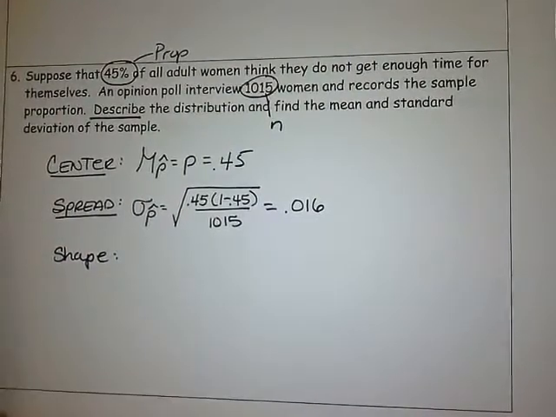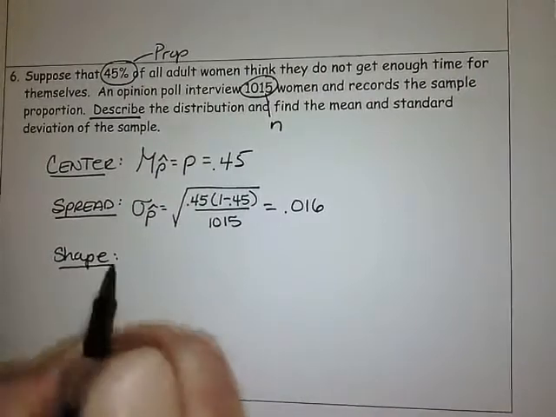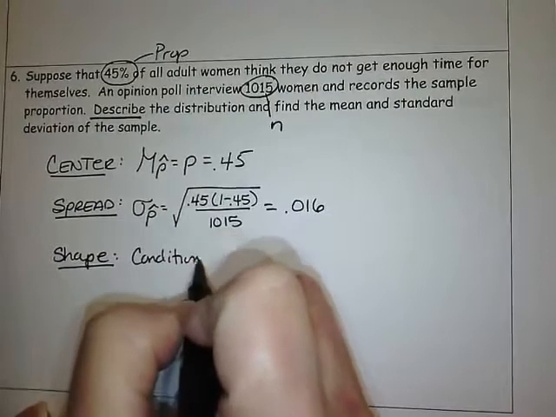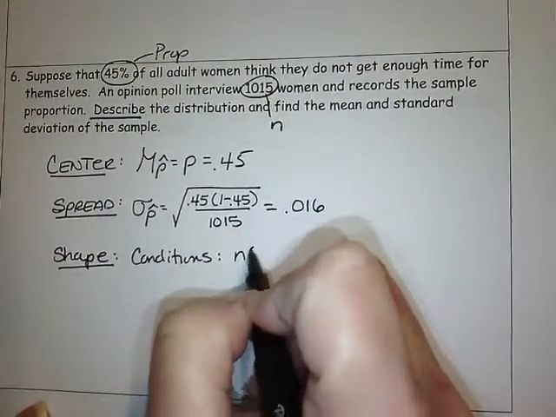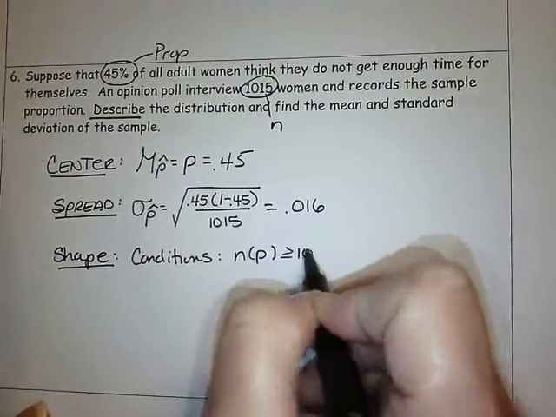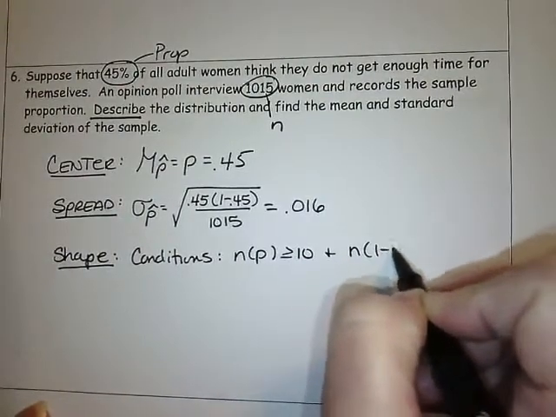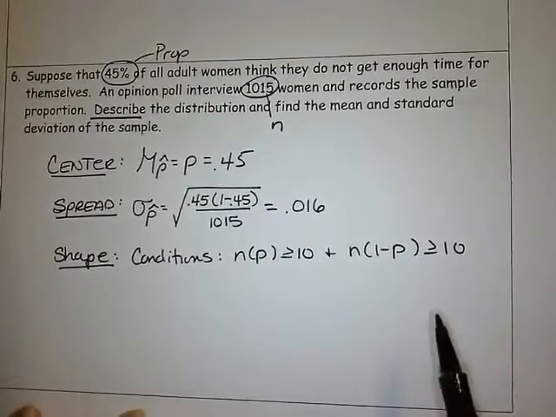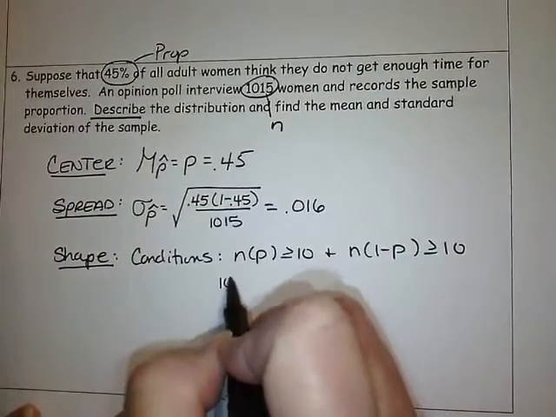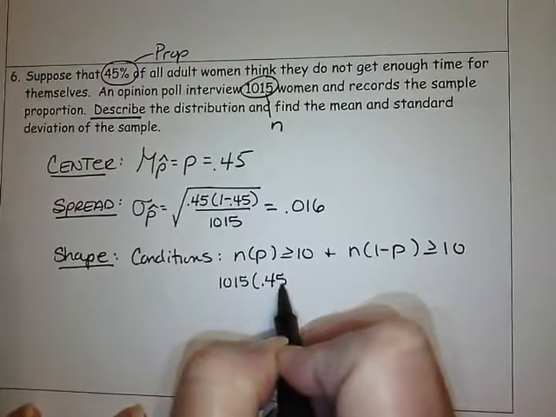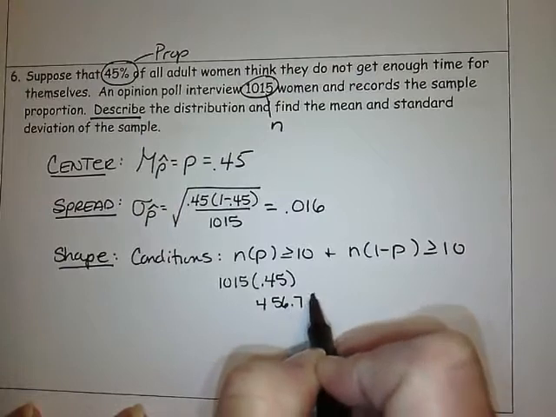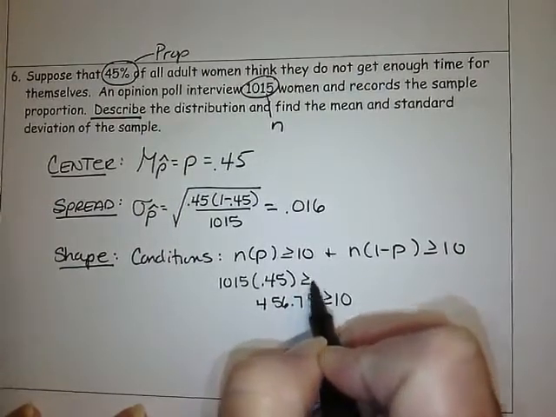So this comes from checking the conditions, right? For conditions for the proportions, we have to check that n times p is greater than or equal to 10, and I have to check n times (1 minus p) is greater than or equal to 10. That's going to tell me that it is large enough, and it's approximately normal. So I'm going to take 1,015 times 0.45. That's going to give me 456.75, which is greater than or equal to 10.